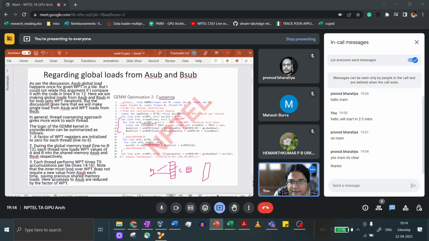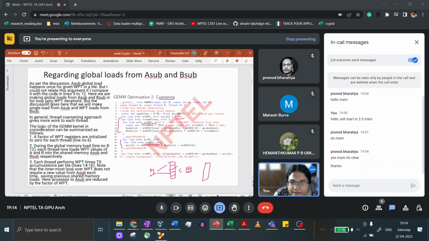After that, in lines 14 to 16, these two for loops, each thread performs WPT times TS number of accumulations. So TS is the outer loop, WPT is the inner loop. So it's typically the product of these two.